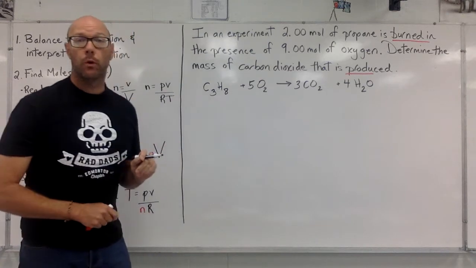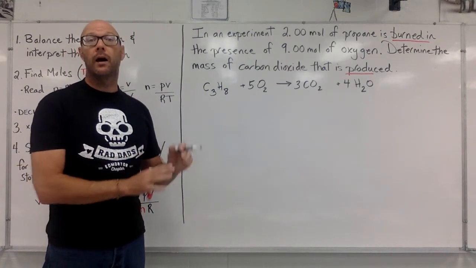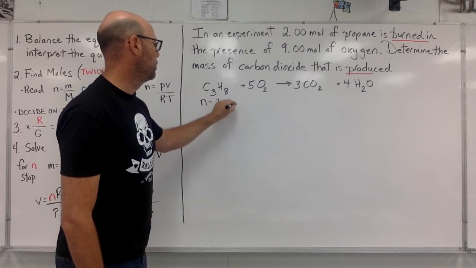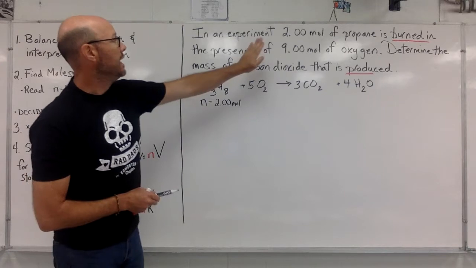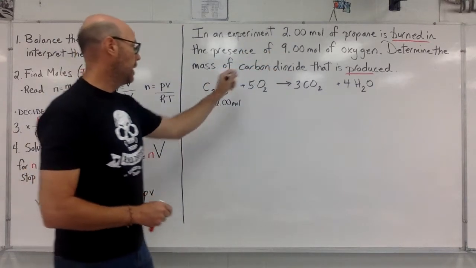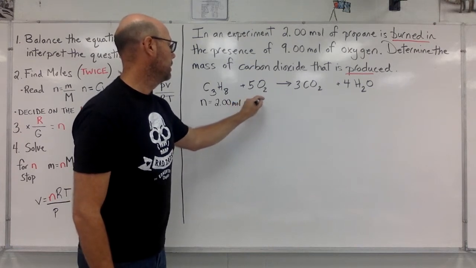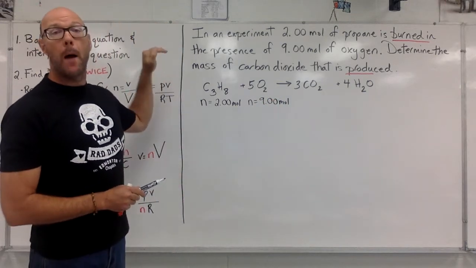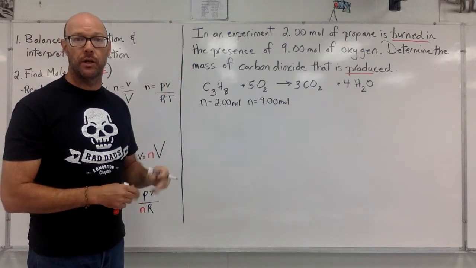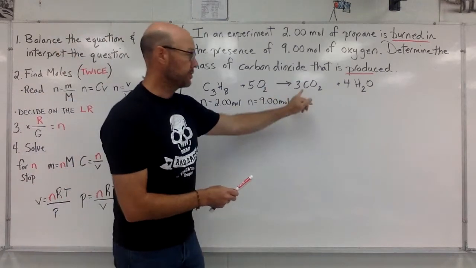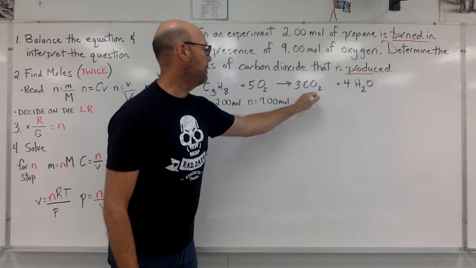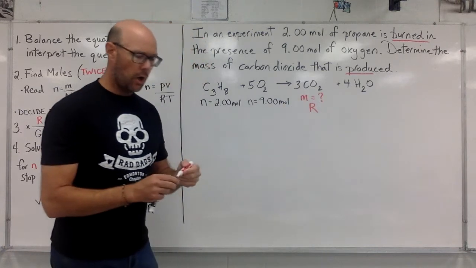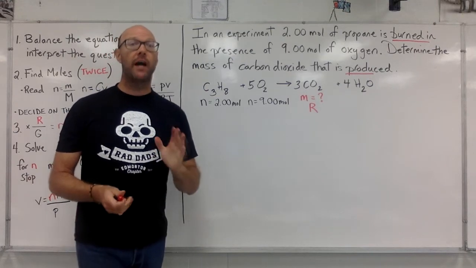We have 2.00 moles of propane. That's the moles of propane. So here's the propane, putting N, 2.00 moles. We also have 9.00 moles of oxygen. Under the oxygen, we have the moles, 9 moles. The question itself says, determine the mass of carbon dioxide that is produced. We're looking for the mass of the carbon dioxide. Here's the carbon dioxide. It's the mass, M, and we're looking for it. Wherever the question mark is, that's R. All that is our interpretation, and now we can find moles twice.